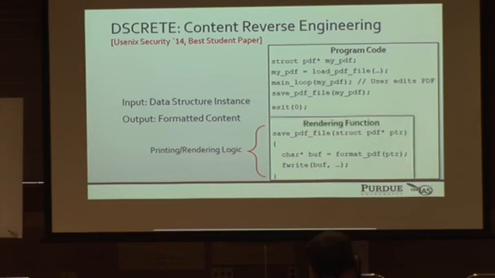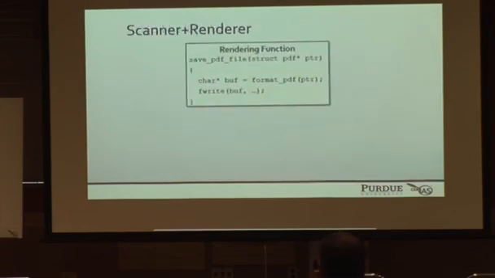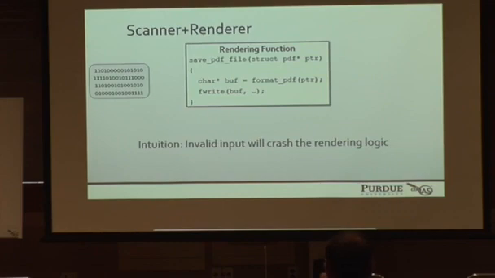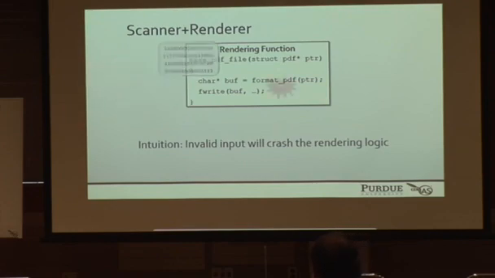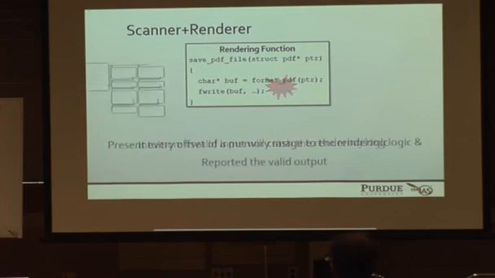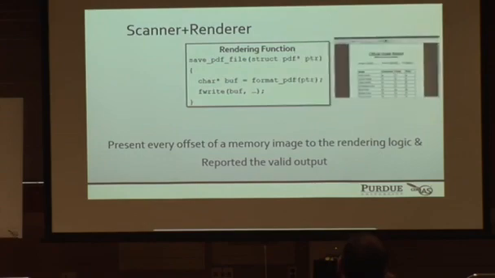The idea behind DSCRETE, and what we did, was remove that piece of code that actually renders the PDF data from memory and turn it into what we call a scanner plus renderer. The intuition behind a scanner plus renderer is that this formatting code must be very complex. It has strong assumptions on the input, that PDF data structure. So when we present it with just random memory, it's going to cause that code to crash. But if we scan through every offset in a memory image, eventually we'll hit that PDF data structure we're looking for. And for that, this function is going to output the natural application output that would have been created for that PDF data structure in memory.